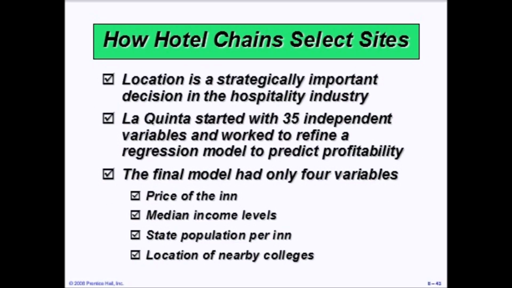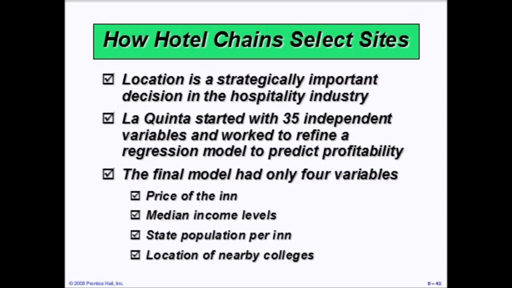How hotel chains select sites. Location is a strategically important decision in the hotel industry. Location has a big impact on the demand your hotel will generate and therefore will influence the price you can ask in a market for the rooms. When starting a new hotel, the site selection process is a key step that should not be taken too lightly.